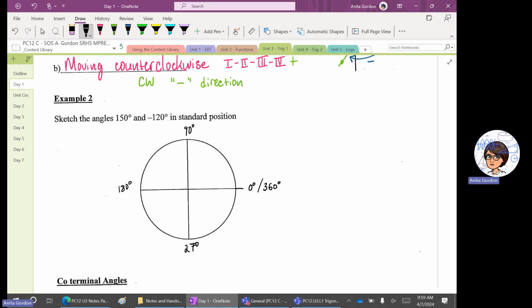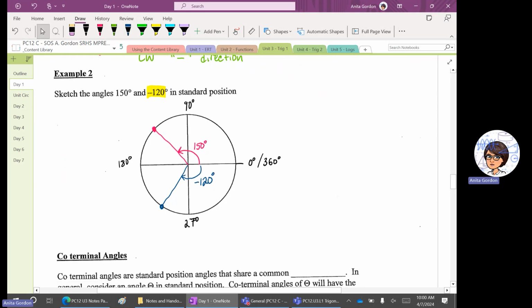So 150 will be somewhere in the second quadrant, so somewhere here, right? So I'm going to measure from the positive x-axis over here. This is 150 degrees. Now in the negative 120 degrees, I see a negative, so I'm starting at the positive x-axis and moving backwards 120 degrees. Well, okay, this is negative 90 plus another 30. It's probably somewhere here. This would be negative 120 degrees. So always starting at the positive x-axis.